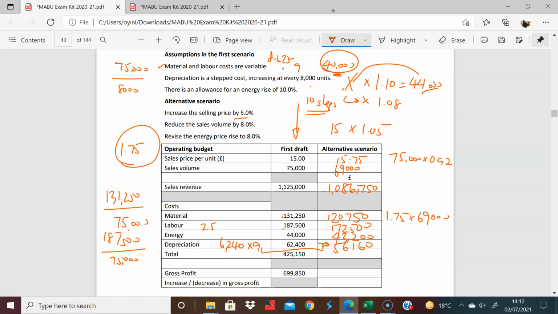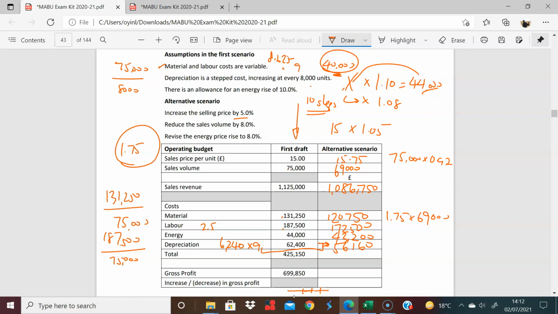So you could do it manually and literally just go step by step: from 8,000 units, 16,000 units, 24,000 units until you get to 75,000 units, and you realize that you actually need 10 steps to cover the units.